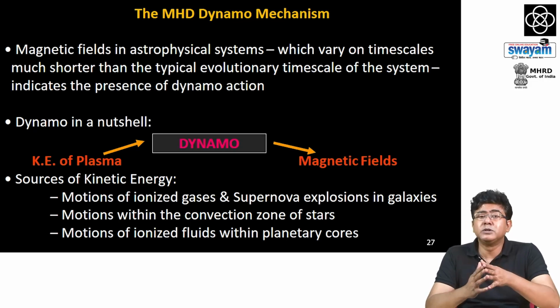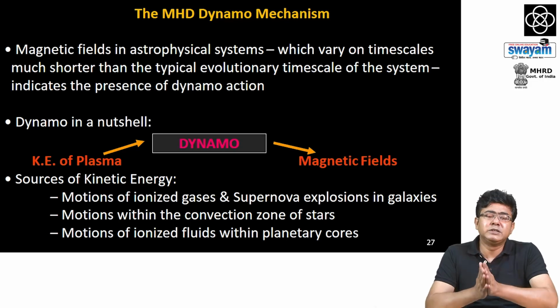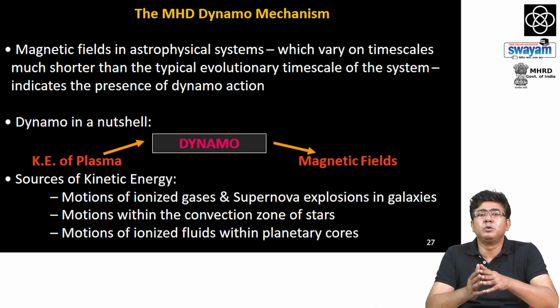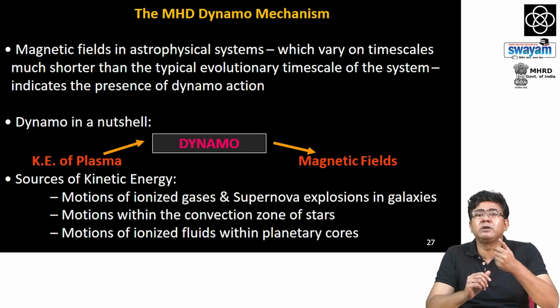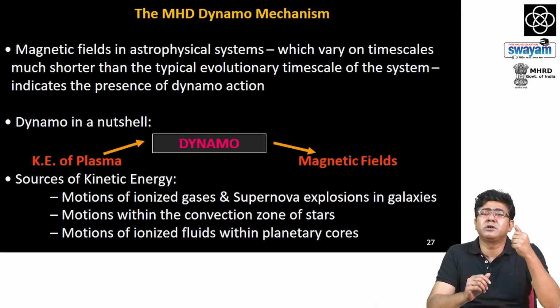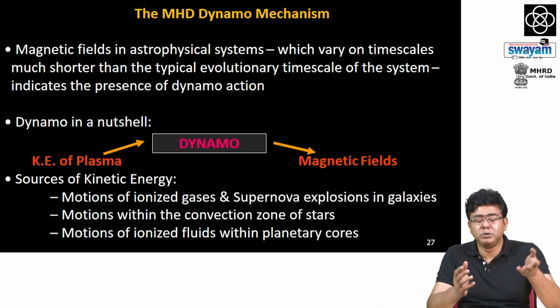Yes, it is possible, because you have various sources of kinetic energy in diverse astrophysical systems, starting from the motion of ionized gases in supernova explosions, motions within the convection zone of stars, and motions within the ionized fluids of planetary cores, or even if it is not ionized, within the liquid, highly conducting cores of planets, which can produce such dynamo action.